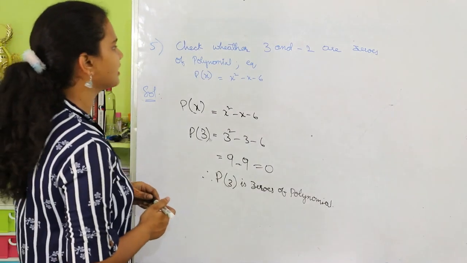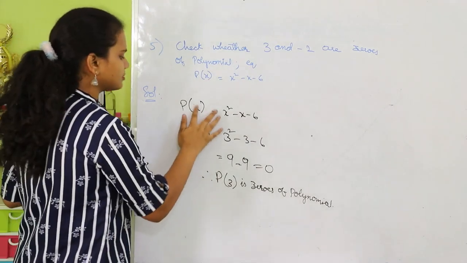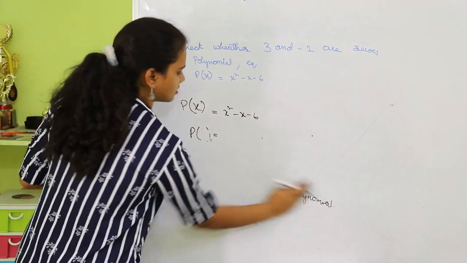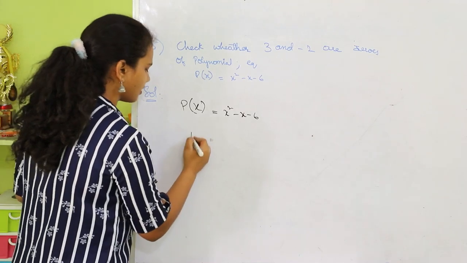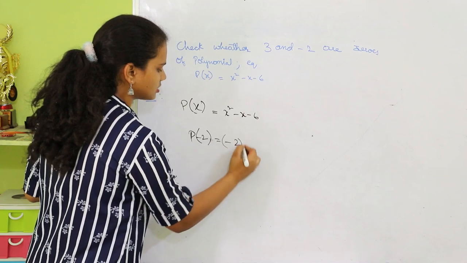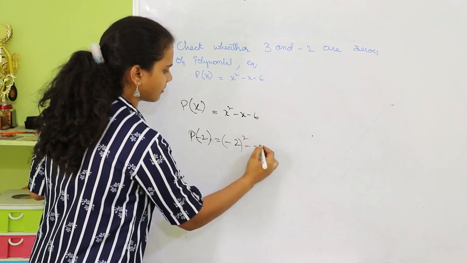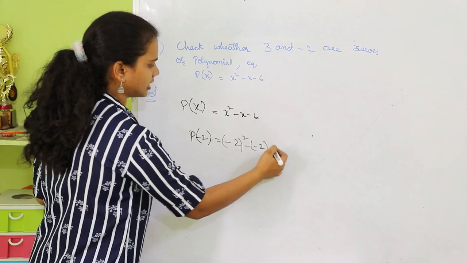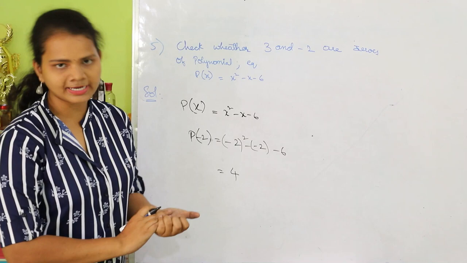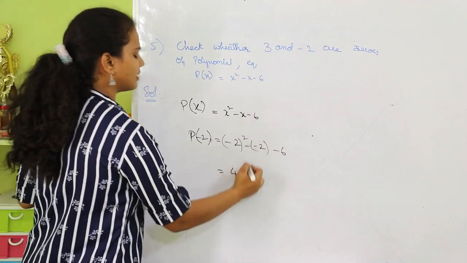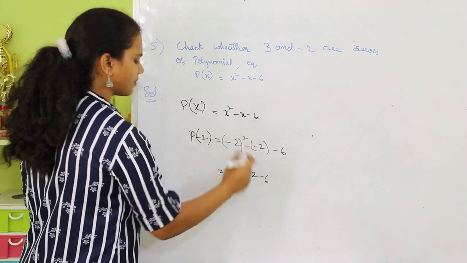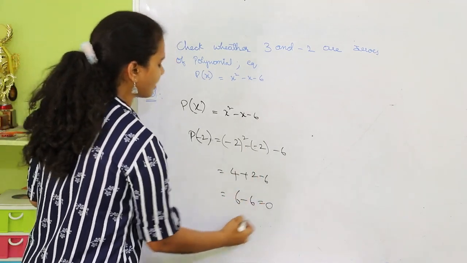Next, let's go for the second one. Here you have minus 2. Now what do you do? Substitute. Place minus 2 over here. p of minus 2 equals minus 2 whole square minus of minus 2 minus 6, because here you have minus 6. Minus 2 whole square means minus 2 into minus 2; minus into minus is plus, so 4. Minus of minus 2 is plus 2, minus 6. Clear? 4 plus 2 is 6, so 6 minus 6 is 0.